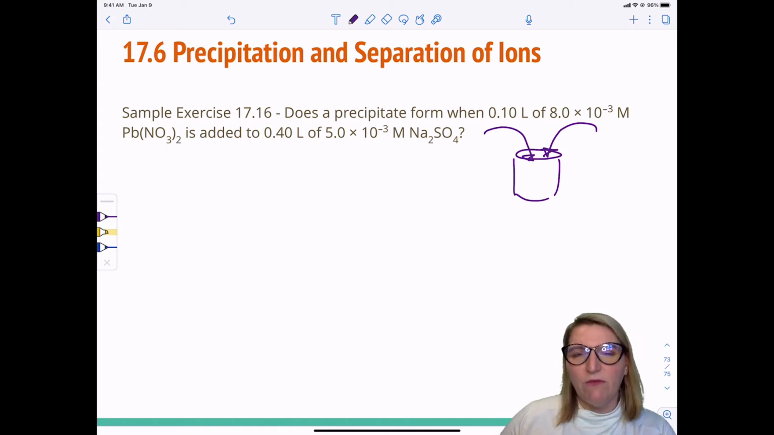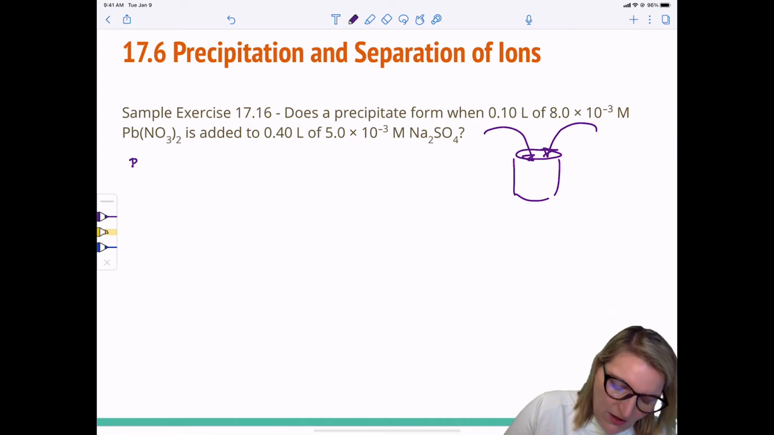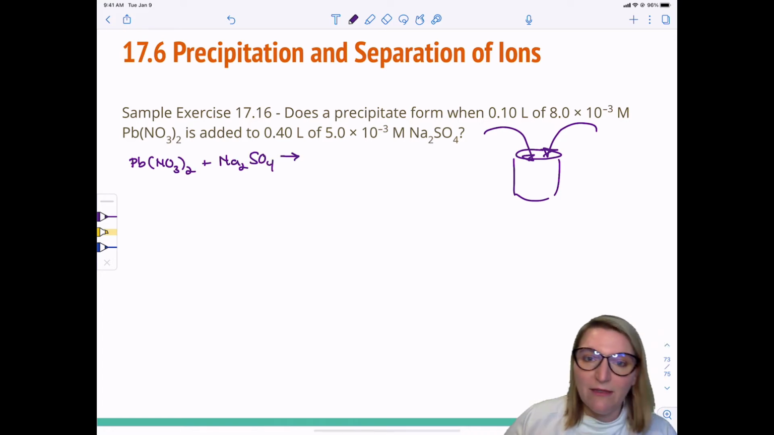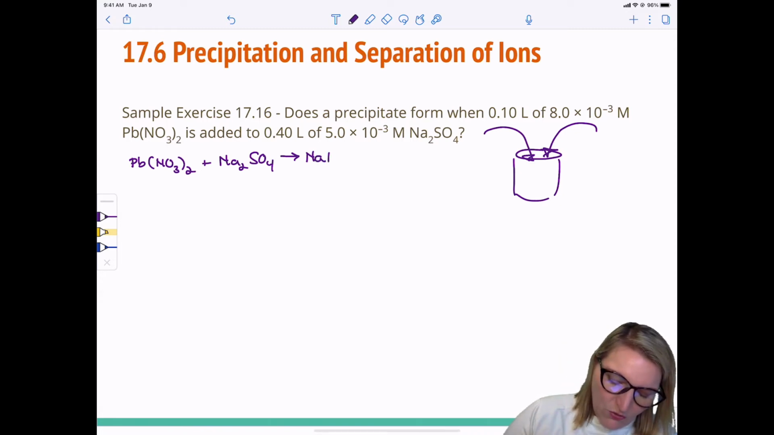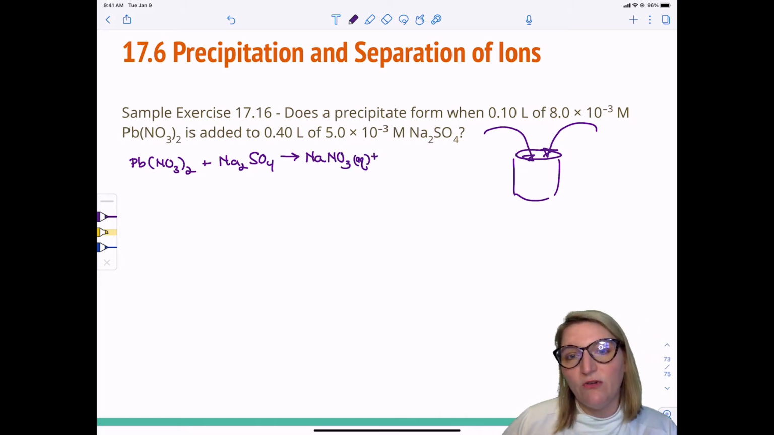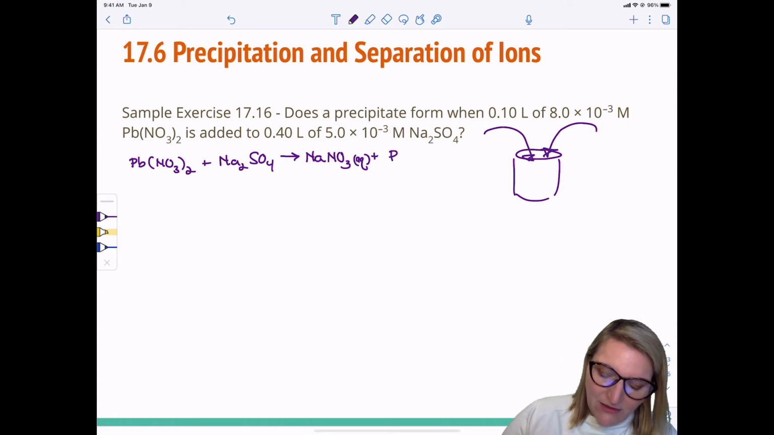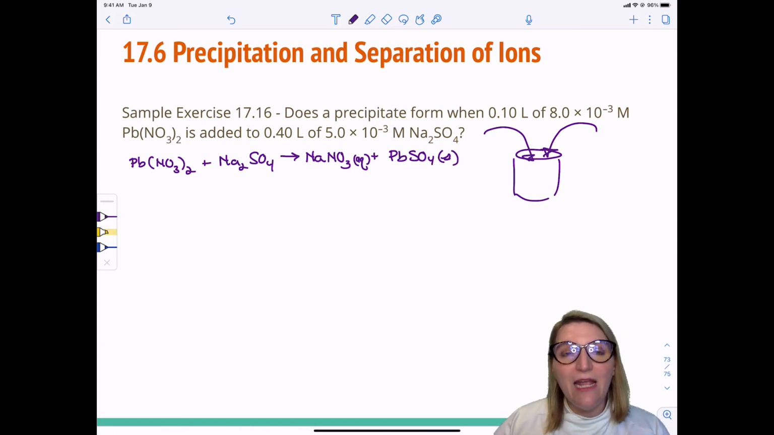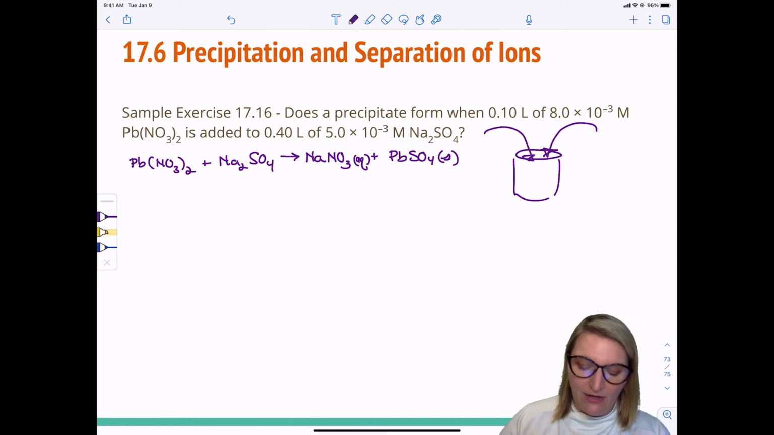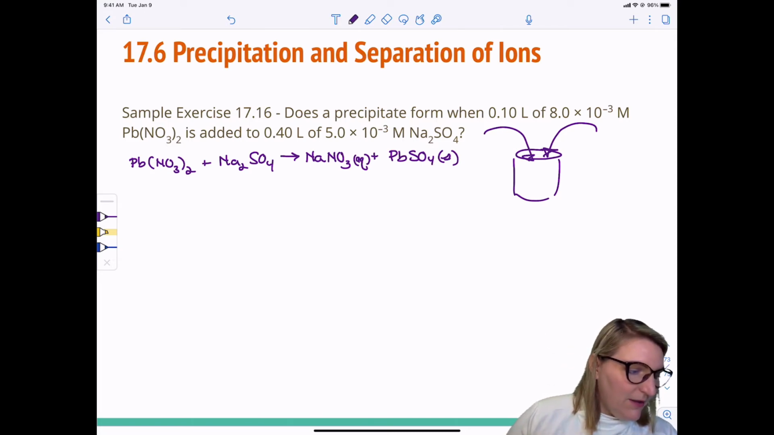So you have to think about, first of all, what might precipitate out. If I have lead(II) nitrate and I'm adding it to sodium sulfate, think back to first year chemistry, the positives and the negatives come together. So will sodium nitrate precipitate? Nope, sodium nitrate is always aqueous because sodium and nitrate are always soluble. It's this lead sulfate that we have to worry about. Lead sulfate might precipitate if, when you compare Q and Ksp, Q is greater than Ksp. So we have to look up Ksp.